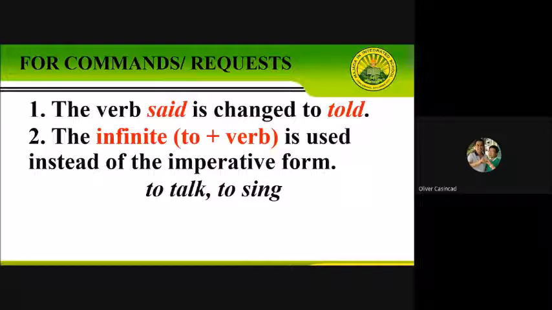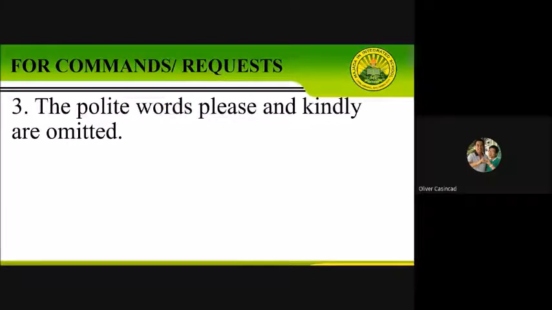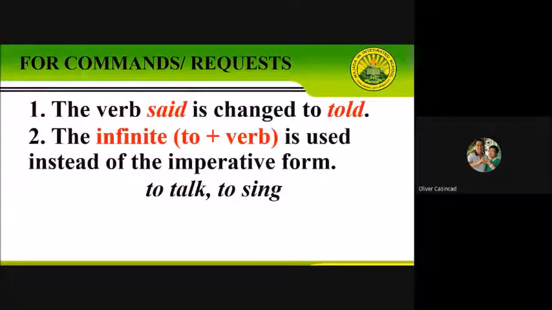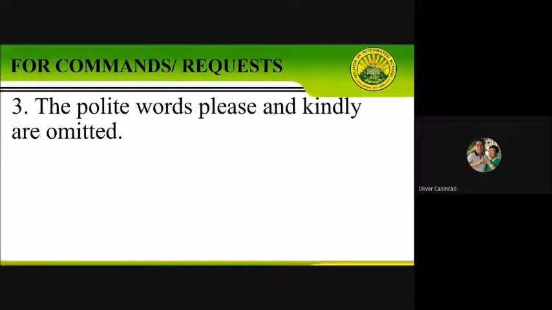You are not allowed to say to sang, to talked, to talks, to sings. No, that's a big no-no. Always remember, to is followed by the base form of the verb. So you have there the rules for commands.